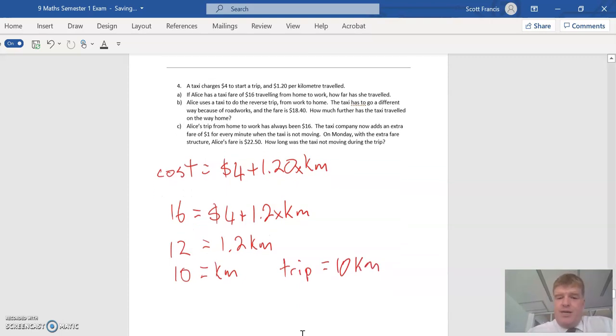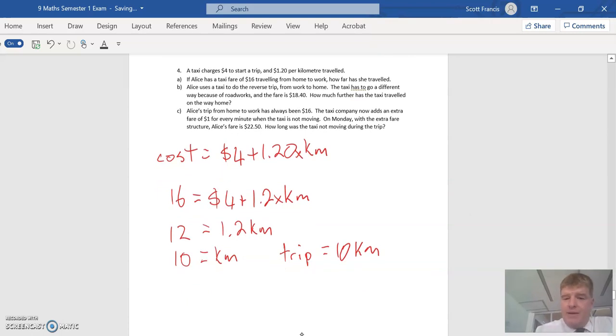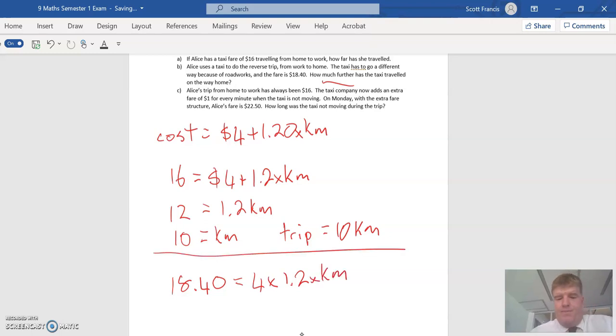Next one. She has to go from work to home, but a different way because of roadworks. How much further? Let's just emphasise how much further so we don't forget about it. Let's think about what we've got to do there. So we've got that $18.40 equals 4 plus 1.2 by the number of kilometres. We worked out that rule early on.